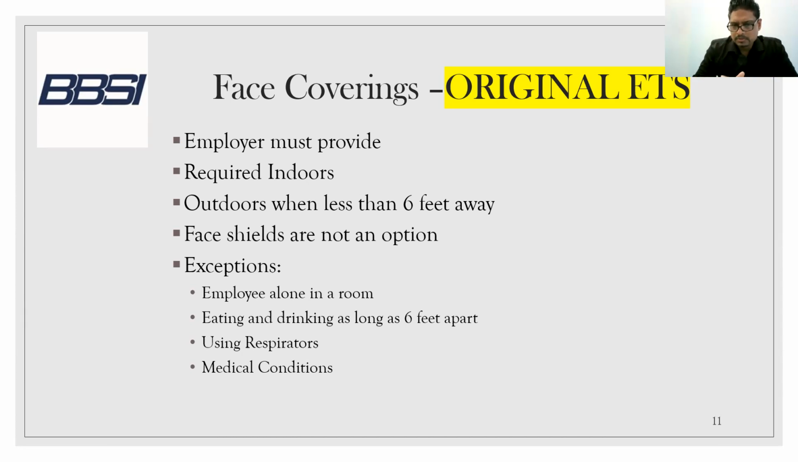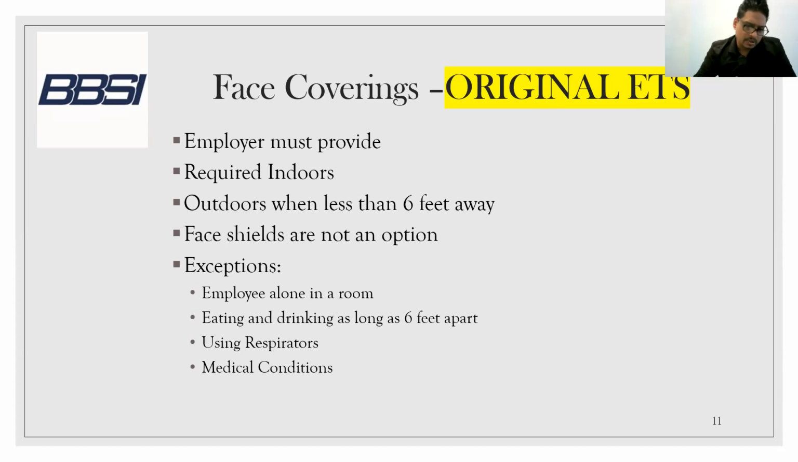Cal OSHA, when they revised their ETS in June, they said, hey, we're going to allow that vaccinated employees don't need to have face coverings. So if you remember the original ETS in November, okay, face coverings were required by everybody, just like it says here in the slide, and employers have to provide them. They're required indoors. They're required outdoors when you're less than 6 feet away. Face shields were not an option. Okay, and then you had exceptions.